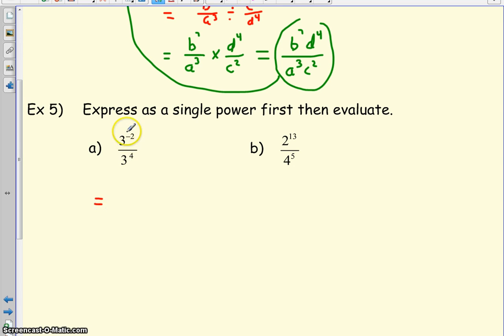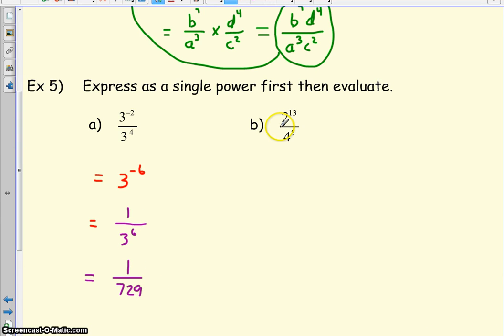Okay, so looking at number 5, we have 3 to the negative 2 divided by 3 to the 4. So let's use the exponent laws to simplify this. Subtracting the exponents, since we're dividing powers of the same base, this is the same thing as 3 to the negative 6. So we've expressed it as a single power. Now we need to just evaluate it. So it's going to be 1 over 3 to the exponent 6. 3 to the exponent 6 you can figure out in your calculator. It's 729. So this whole thing is 1 over 729.